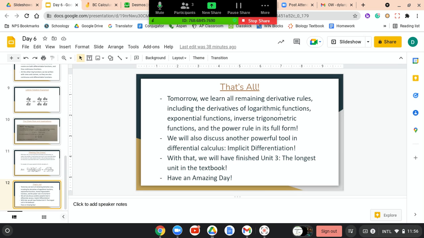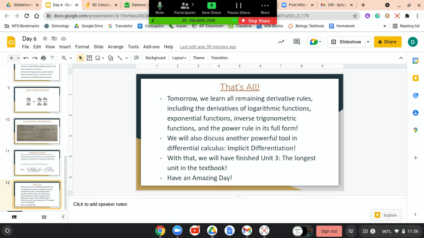So this is what we're covering the day after. We're going to be covering the derivatives of log functions, exponential functions, and the inverse trig functions. Remember those? You remember those bad boys? We're going to be finding the derivatives of those. Oh boy. And the power rule in its full form. We need another differentiation technique to prove the power rule in its full form, which is that it doesn't matter what n is; it can be anything. That technique is called implicit differentiation, which is a really useful tool in math.